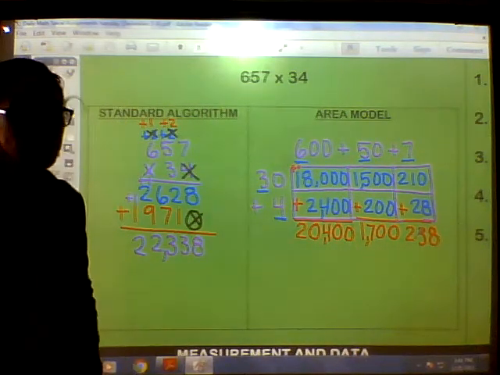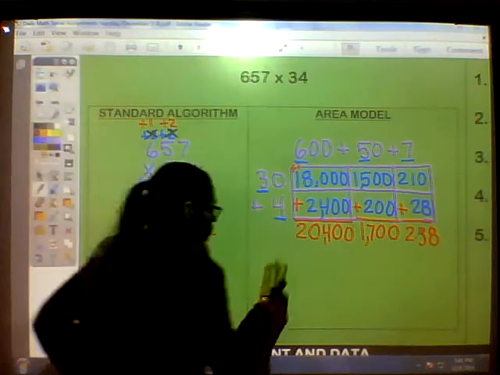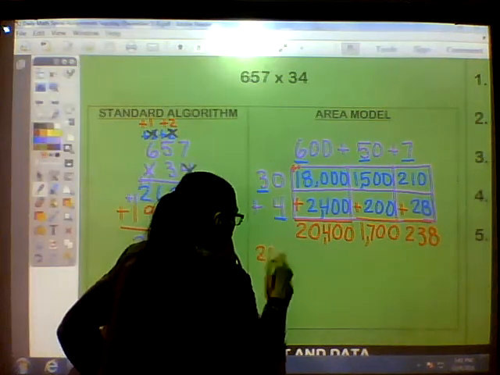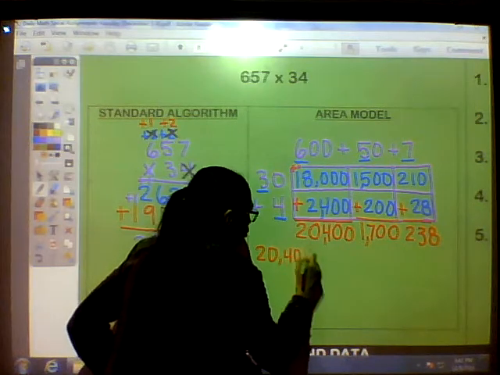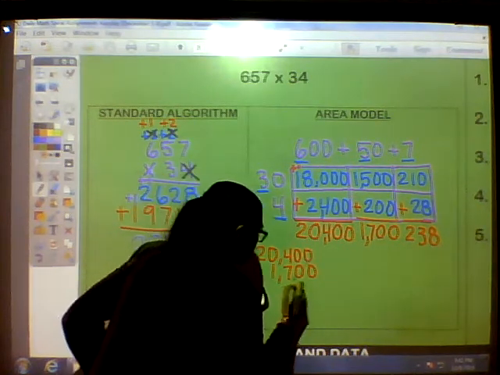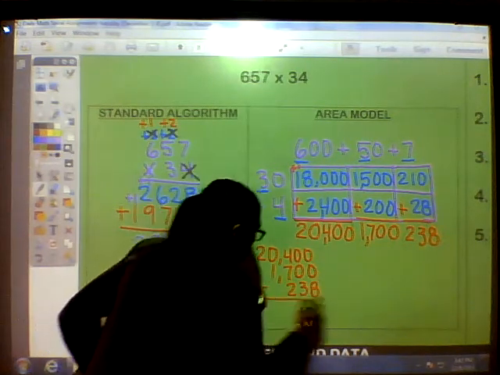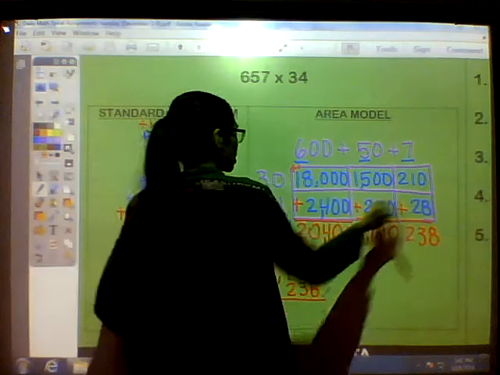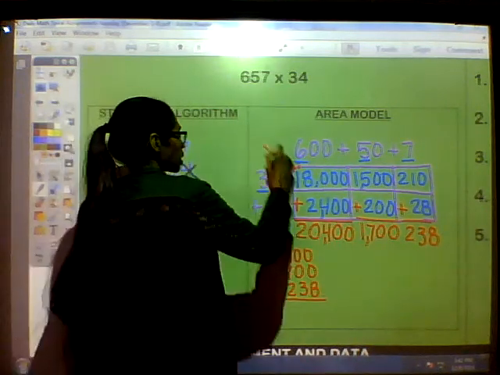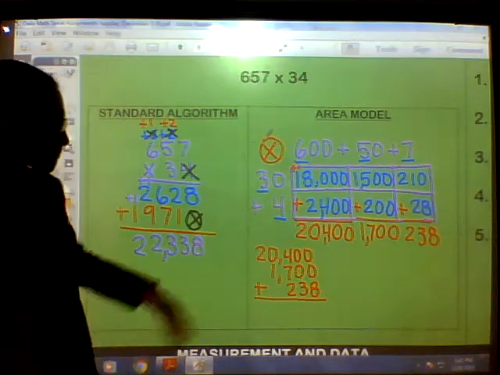Okay, now we're not done. We need to add those numbers together. So let me write that out, 20,400. Make sure that everything is lined up, nice and neat. Commas are also lined up. Don't forget your addition symbols. Okay, you know I can put that multiplication up here because we were multiplying everything together.